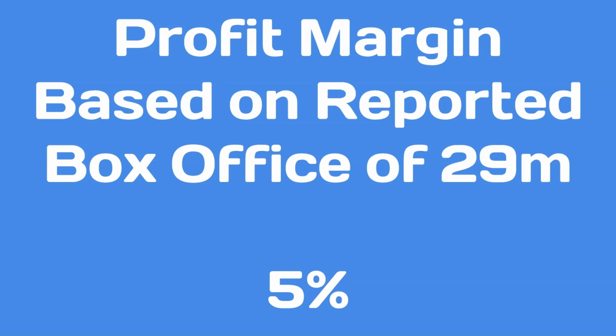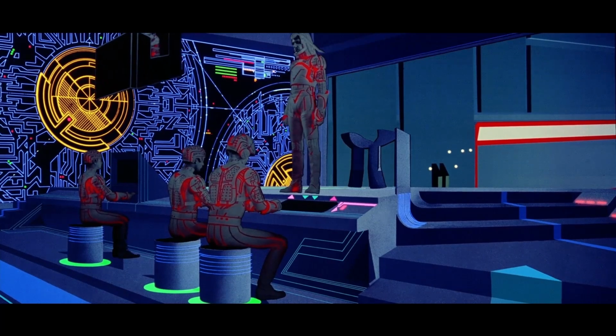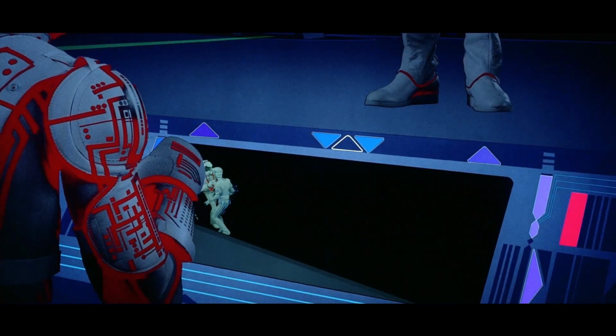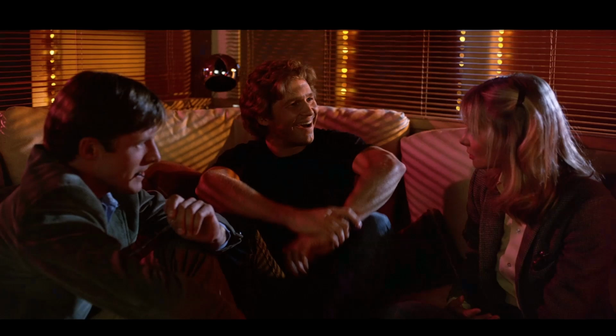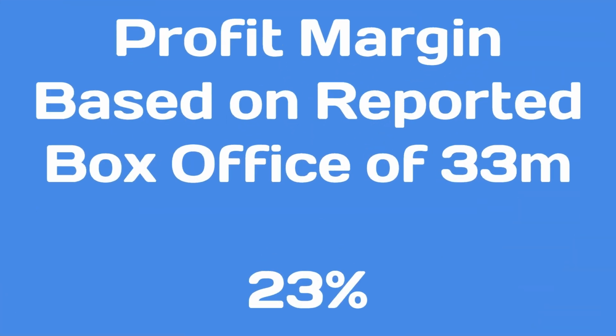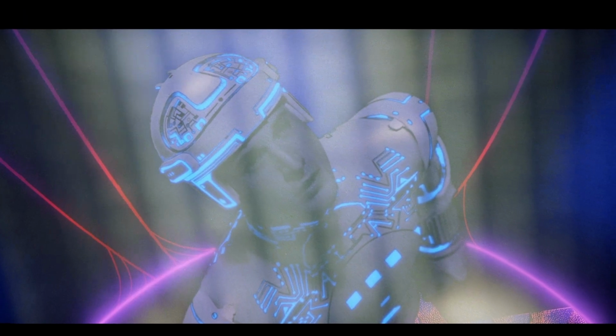That means that 5 cents went to Disney for every dollar of box office profit. If we use the figure from Box Office Mojo, the profit margin increases to 23%, meaning Disney received 23 cents for each dollar of box office profit. Whichever figure you choose, this film did not perform well financially.